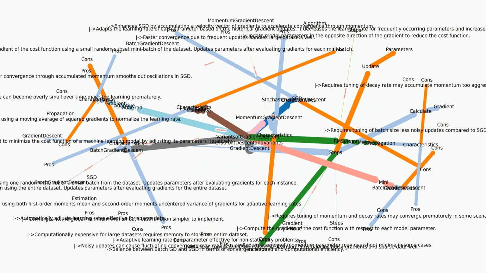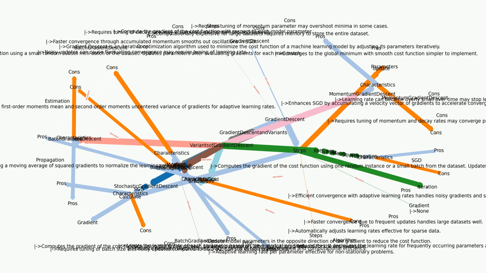Adam, adaptive moment estimation. Description: Combines the benefits of momentum and RMSprop by using both first-order moments (mean) and second-order moments (centered variance) of gradients for adaptive learning rates. Characteristics. Pros: Efficient convergence with adaptive learning rates, handles noisy gradients and sparse data well. Cons: Requires tuning of momentum and decay rates, may converge prematurely in some scenarios.